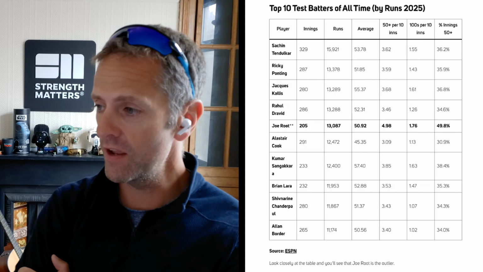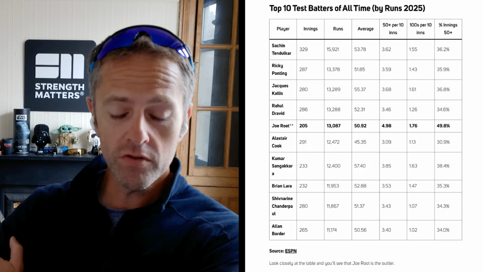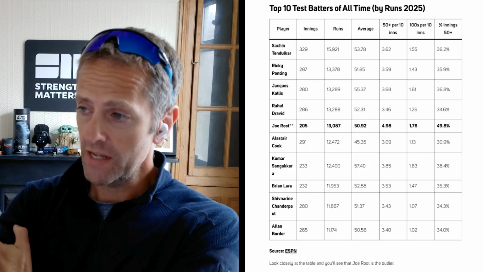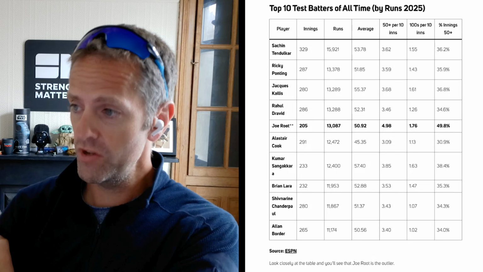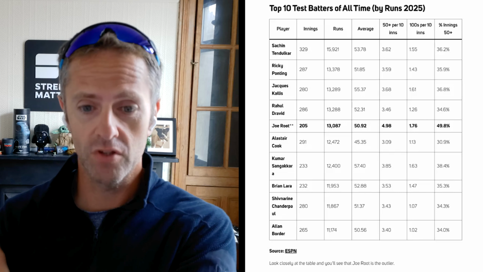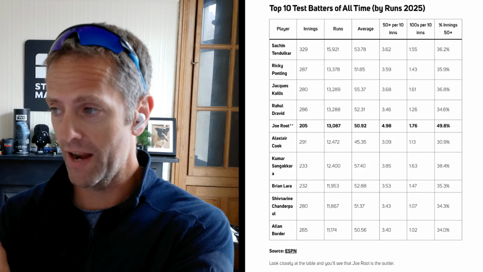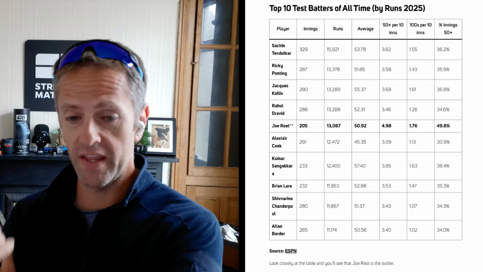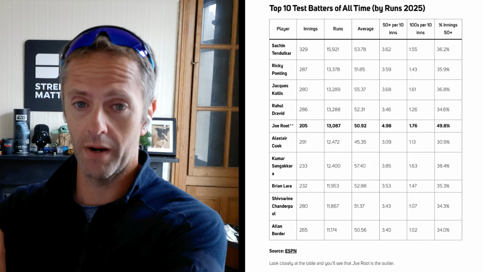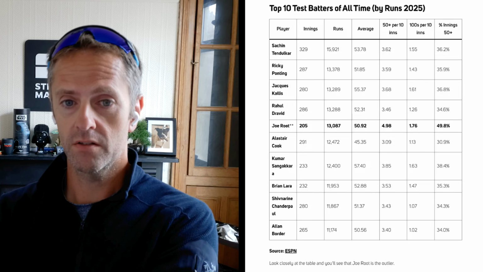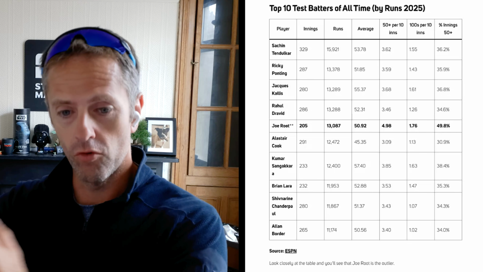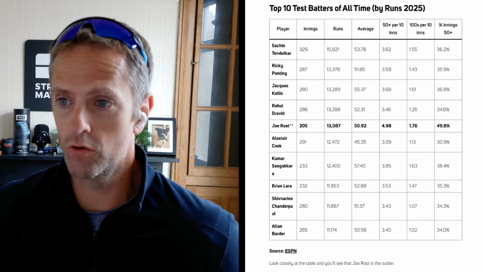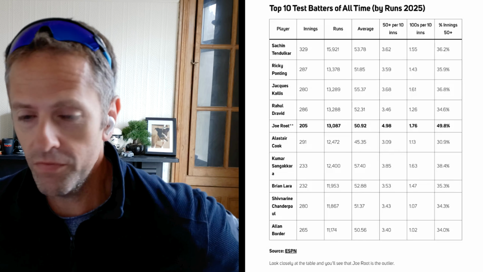Absolutely. So if we look at that now, obviously Joe Root's going to stand out, and we'll come to Joe Root in a second. But let's look at Sachin Tendulkar. 329 innings, 15,921 runs, and an average of 53.78. That is fantastic. We always just think about the averages, and averages do tell you a lot about players. But when it comes to overall stats and how they perform, how many times does Sachin Tendulkar score 50? How often does he do it?